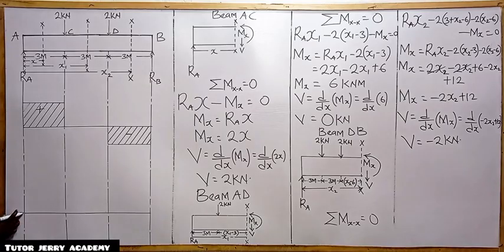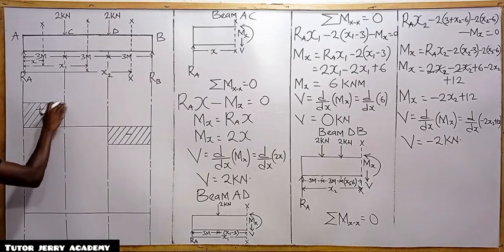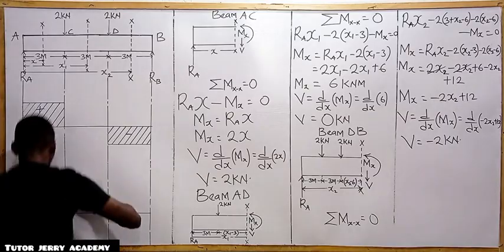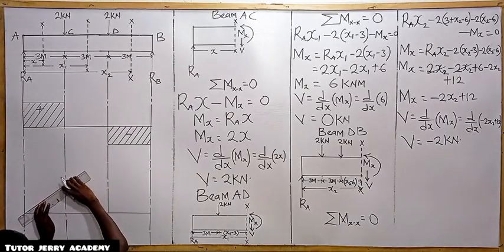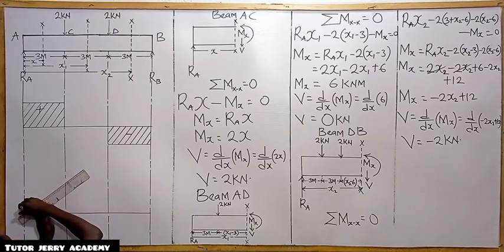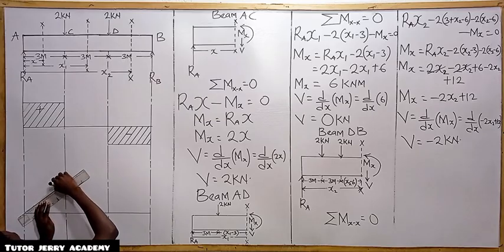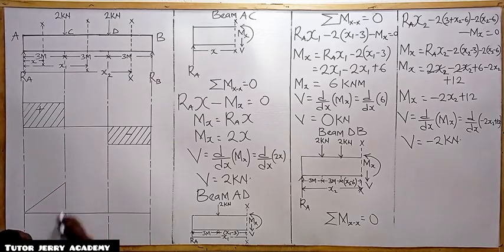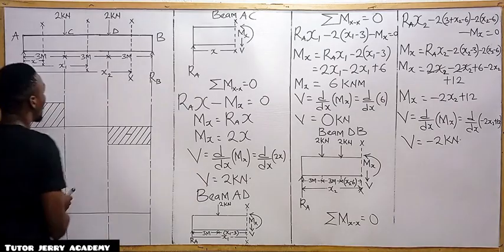So we are going to be using an incline to join this point and this point because we have a constant line here. So we are going to have, alright, so that's it.